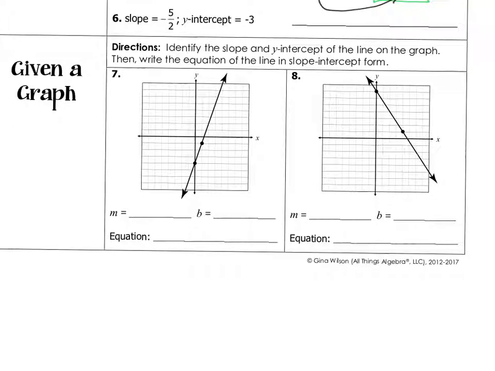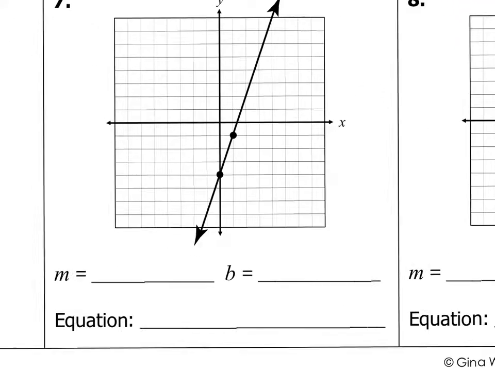Now, if we're given a graph and we are asked to identify the slope and the y-intercept from the graph, well, you already know how to identify the slope. I kind of showed you what the y-intercept was. Now we're going to write the equation of the line in slope-intercept form. So let's take a look at line number 7. To find the slope of the line using the graph, you grab two pretty points and you travel your rise over your run. So here's my rise and here's my run to get from one point to the other. Slope is positive. We're rising 1, 2, 3, and we're running 1.